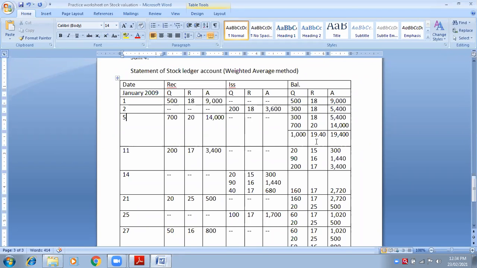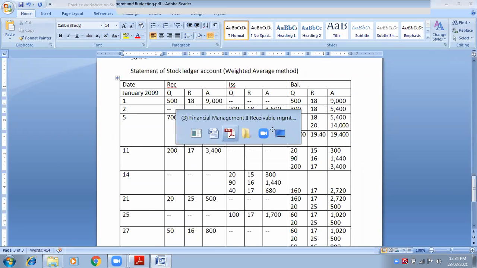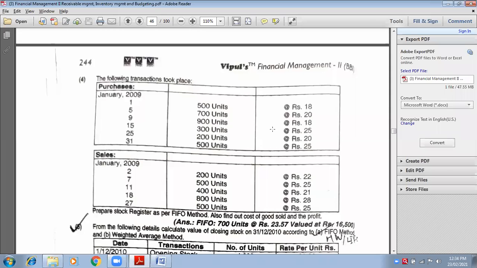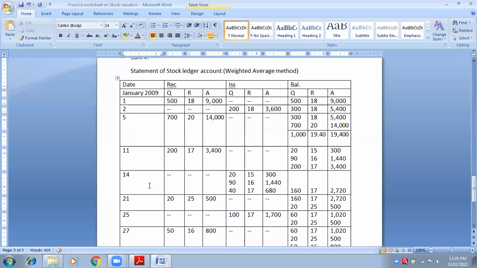Have you done this much? Yes, ma'am. Okay, after the fifth, which date do we have? The 7th. What happens on the 7th is an issue. Issue 500 units. We don't have to look at the rates of issue, only units. So what are the units to be issued on the 7th date? 500.